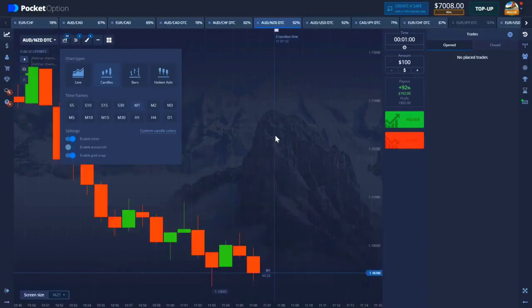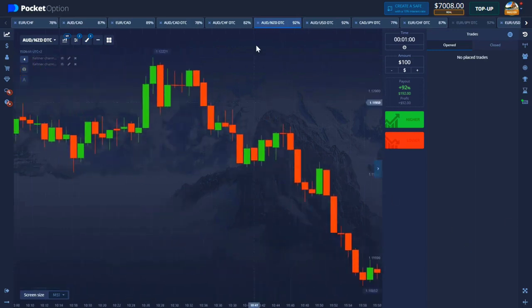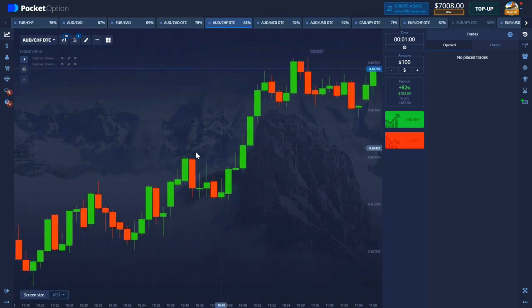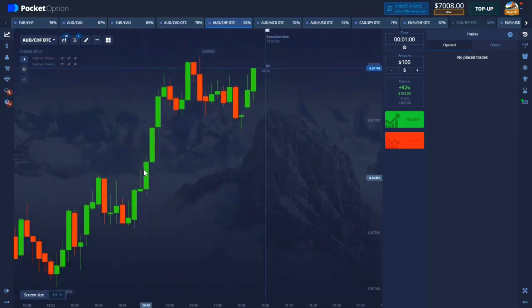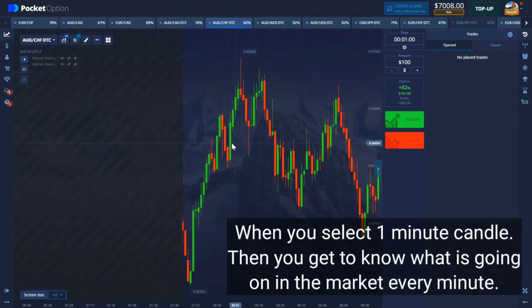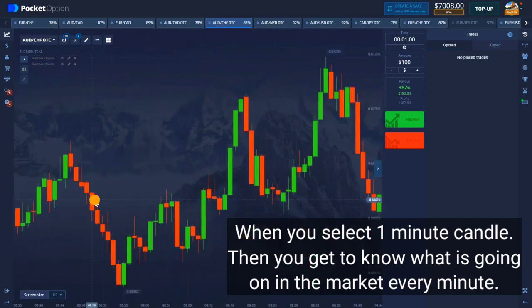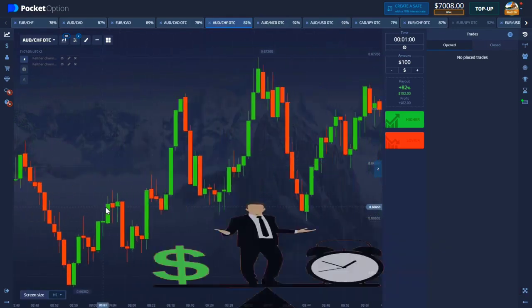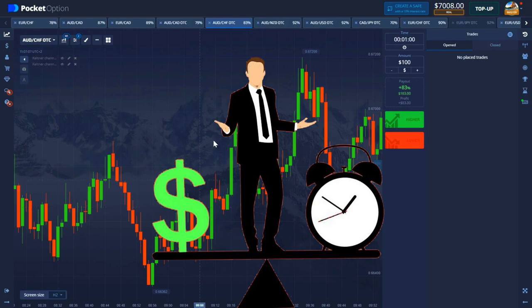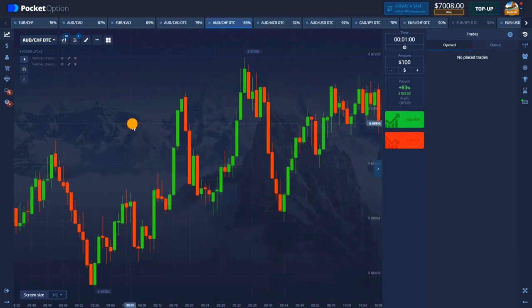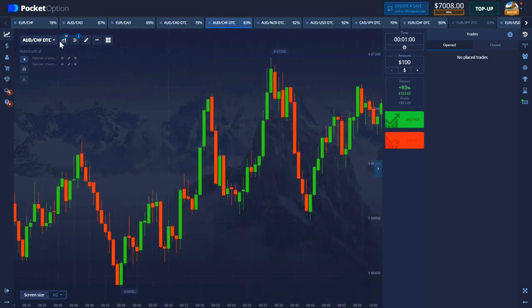In binary options you always set the time frame of the candle to 30 seconds, 1 minute or 5 minutes. So each candle shows you what happened in that 30 seconds, 1 minute or 5 minutes. Let's say we have selected a candle time frame of 1 minute, so you get to know what is happening in the market every single minute. Some traders do not even know why we have selected the 1 minute candle. So always remember, when you select a 1 minute candle, it means you want to see what is happening in the market every single minute.